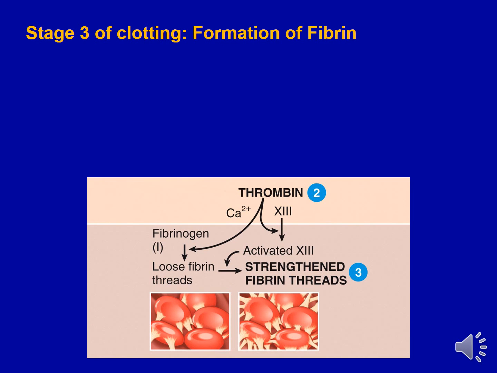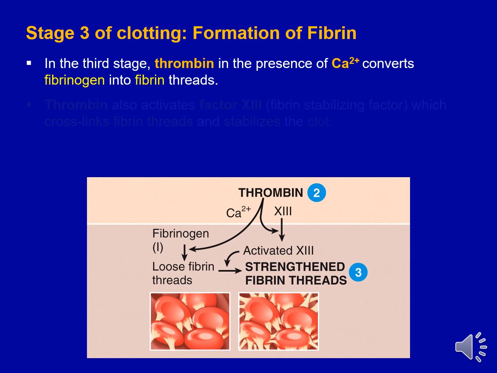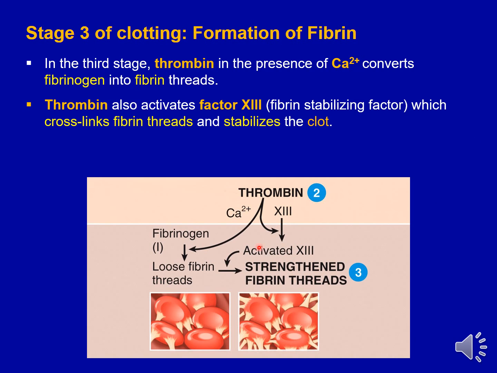So in stage 3 we have thrombin, and what is thrombin going to produce? Conversion of fibrinogen into fibrin threads, and this step needs the presence of calcium. Thrombin also activates factor 13, which is known as fibrin stabilizing factor. When it interacts with the fibrin threads, it is going to form bonds between the fibrin threads. When this occurs, there is stabilization of the fibrin clot, the blood clot.